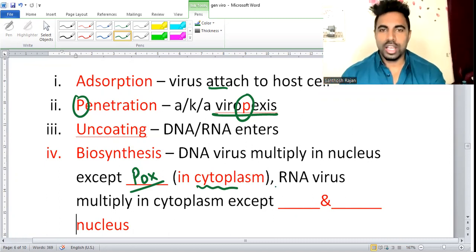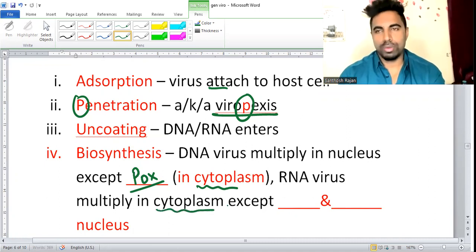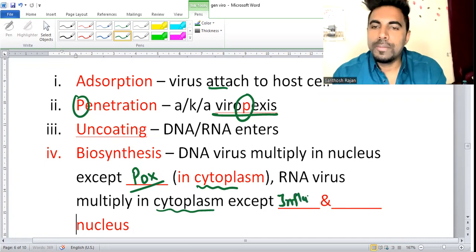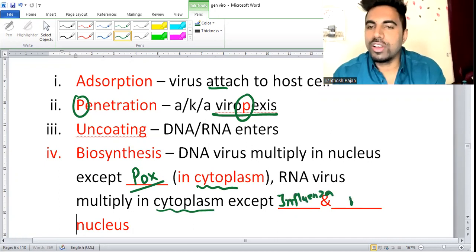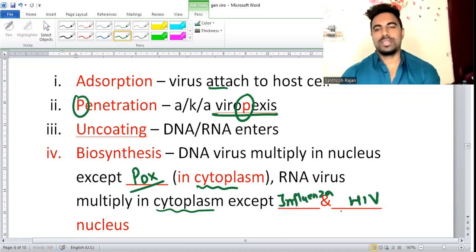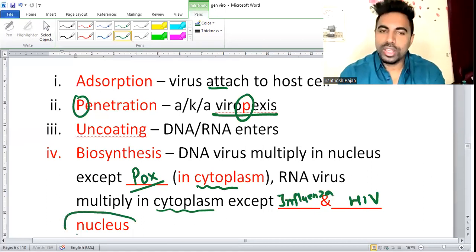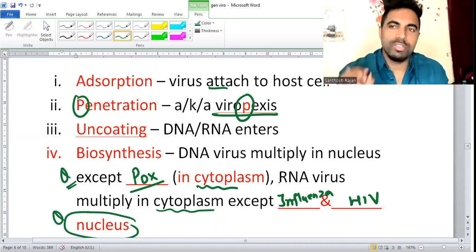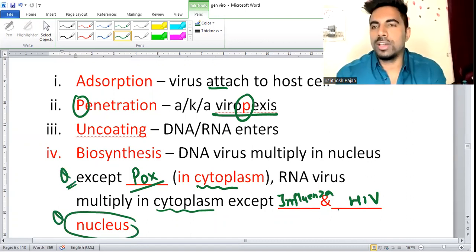What about your RNA virus? RNA viruses of course multiply in the cytoplasm. But exceptions, who are the two exceptions? Your influenza and everyone's favorite, HIV. These two multiply in the nucleus. This can be a question, a beautiful question. Anybody can ask. Exceptions are the examiner's favorite. So remember, influenza and HIV multiply in the nucleus.